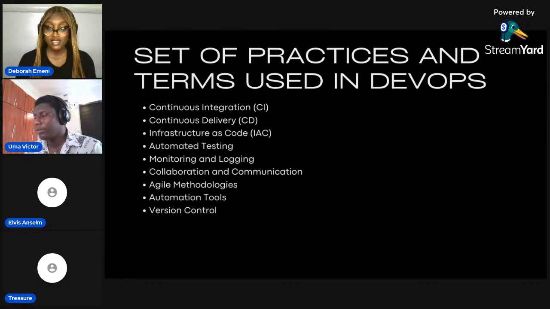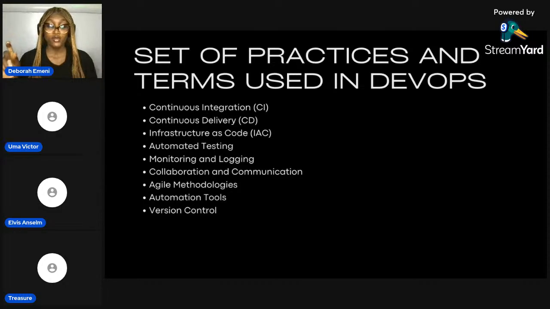Then we have automated testing, which has to do with unit testing, integration testing, and acceptance testing. And we have monitoring and logging, which has to do with tracking the system, like tracking the software, to identify any issues or errors that may affect the system's overall performance.